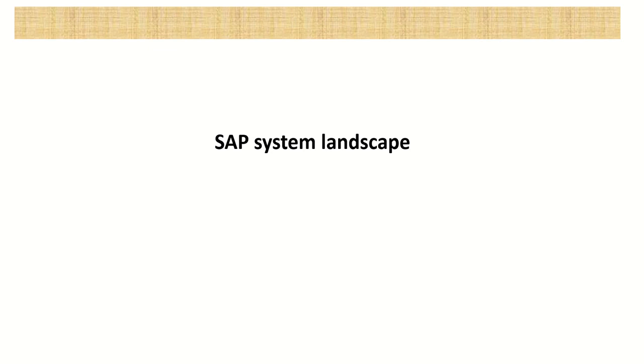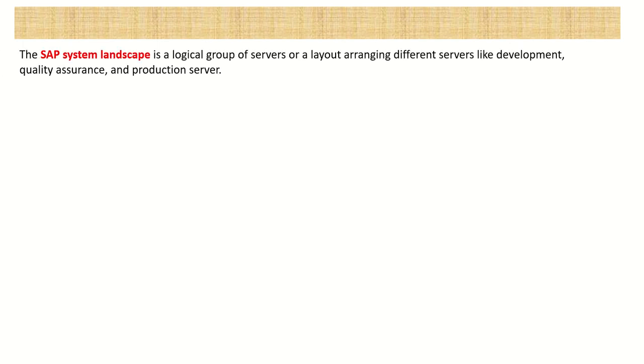Hi, welcome back. So the next topic in SAP we are going to learn is to understand the SAP system landscape and the logon environment. So let's first see the SAP system landscape. A system landscape is an arrangement of different servers, like development, quality, and production. We can call it a logical group of servers, or a layout arranging different servers in a proper route.